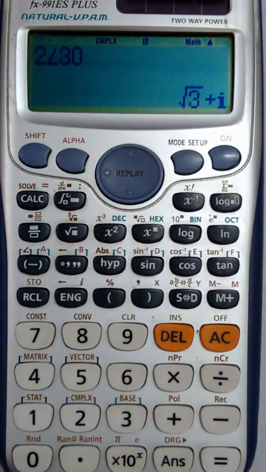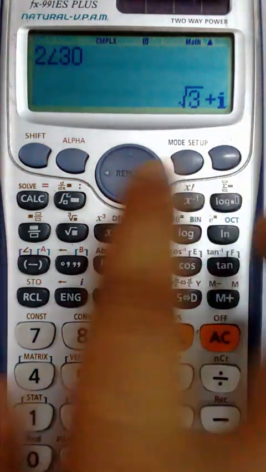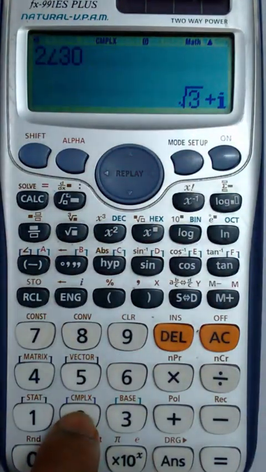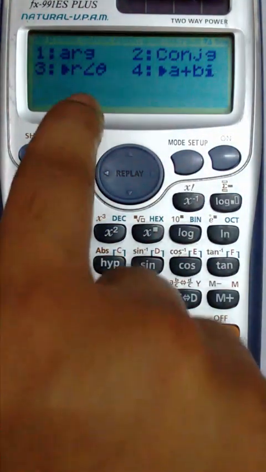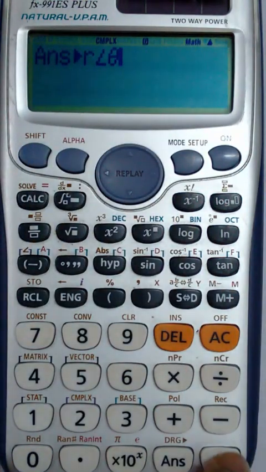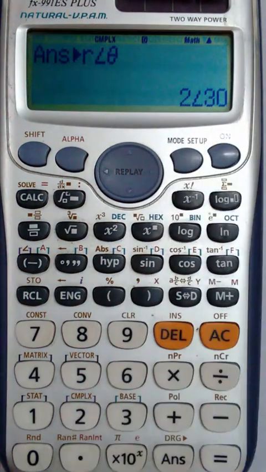The next part is specifying the calculation result display format. If I get this result and I want to convert it into angular form, then shift 2 for complex, then angular format. For the angular format 3 is there, I press here, then the answer is converted into angular form. You can see 2 angle 30.